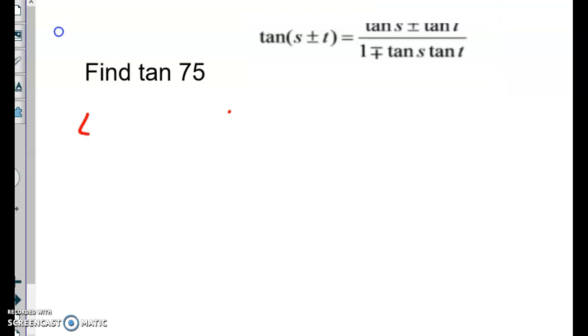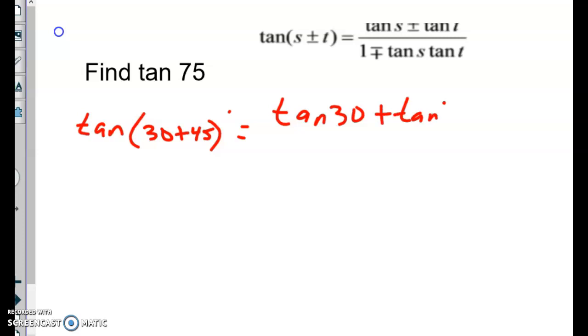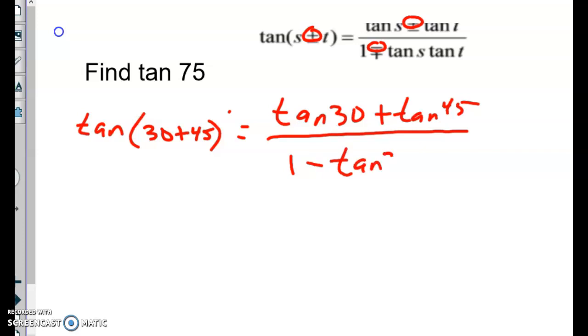I know that I'm going to call this 30 plus 45. And so I'm going to say this is the tangent of 30 plus tangent of 45, all over 1 minus. Notice that if I'm using the top, I use the top, I use the top. And if I use the bottom, I use the bottom, I use the bottom. So it's not a plus or minus formula, it's the fact that there are two formulas that we write together.